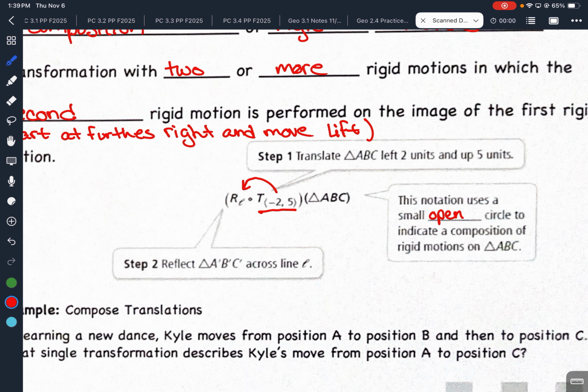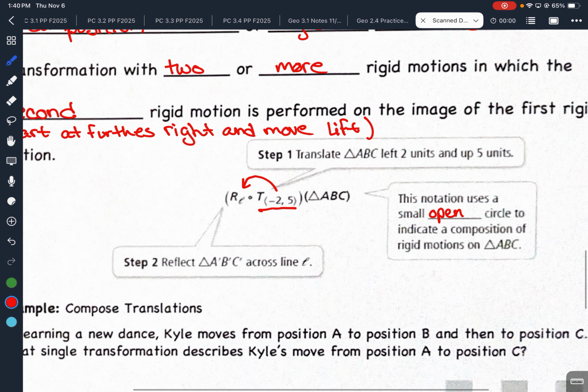Okay, that means composition. If you ever see that on something, it's not a misprint, because a closed circle means what? Multiply, right? An open circle means composition. Whatever it is, it means composition. It is one of the few things in math that doesn't have an alternate meaning to it. So the first step, we would translate 2 to the left, 5 units up, and then we would reflect it across line L, whatever line L was. Okay, that's what we would do.